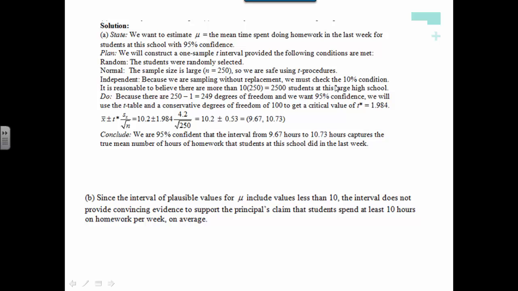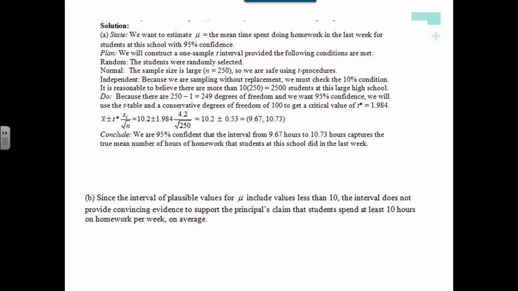Here are our results. We want to estimate mu, the mean time spent doing homework in the last week for students at the school, with 95% confidence. We will construct a one-sample t-interval provided the following conditions are met. Is it random? The students were randomly selected. Is it normal? The sample size is large, n equals 250. Because we're sampling without replacement, we check the 10% condition. It is reasonable that there are more than 2,500 students at this large high school.